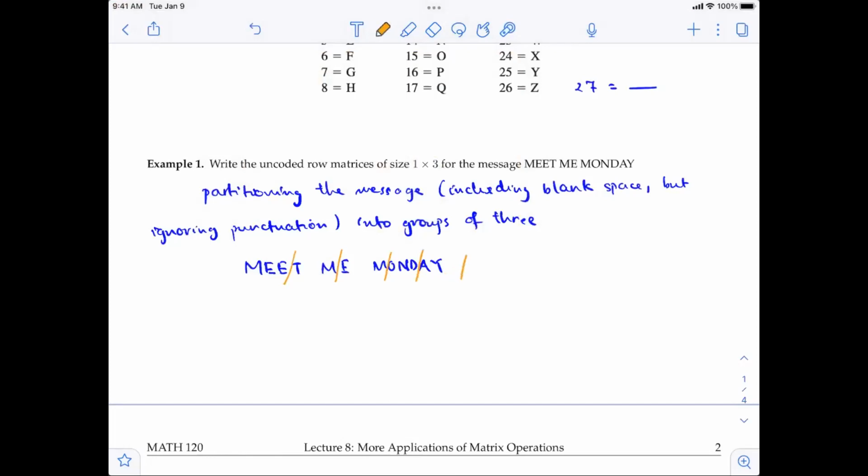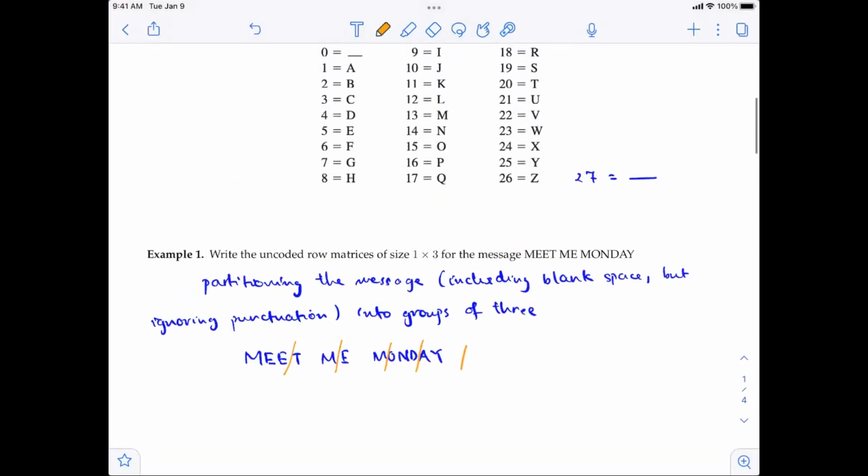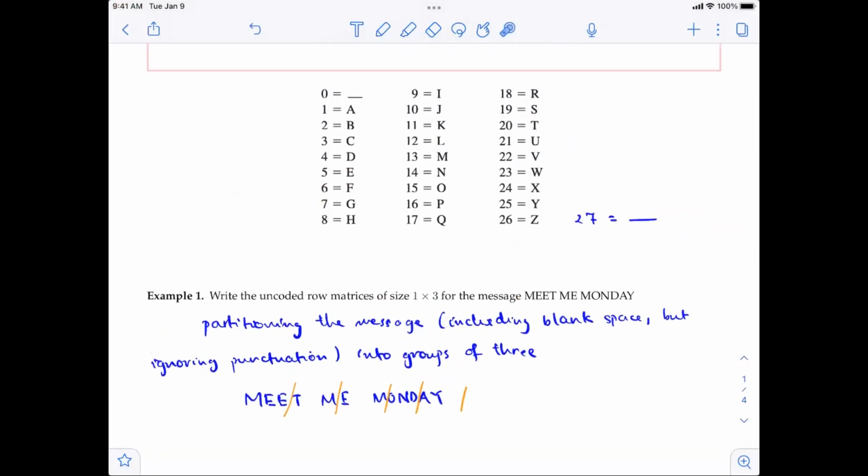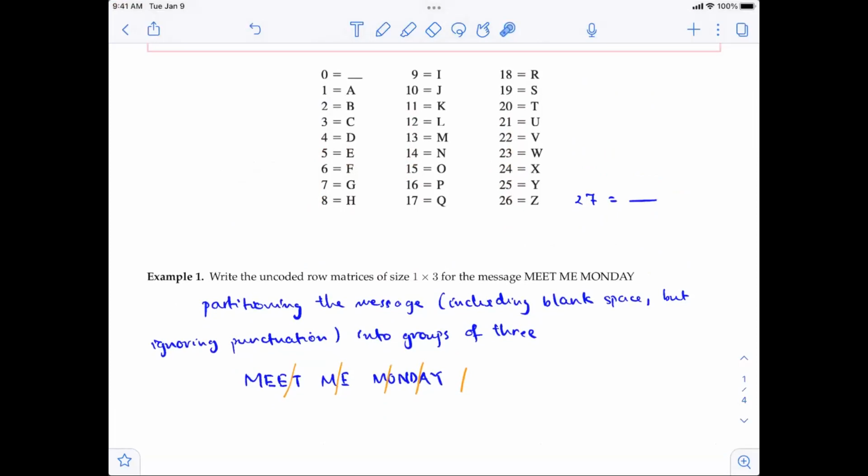Okay, so now for the letters, you compare the letters with the corresponding numbers that we already assumed here. So M corresponds to 13, E corresponds to 5, T corresponds to 20, and so on and so forth. Now, in this case, we're going to use 0 for the spacing. Later on in this lecture, we're going to have the spacing of 27.